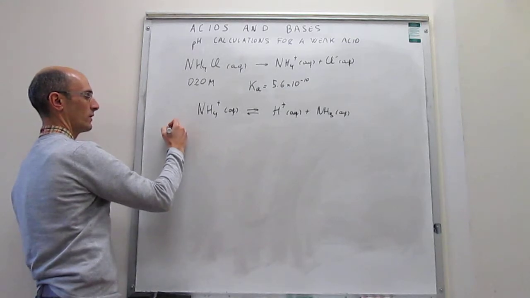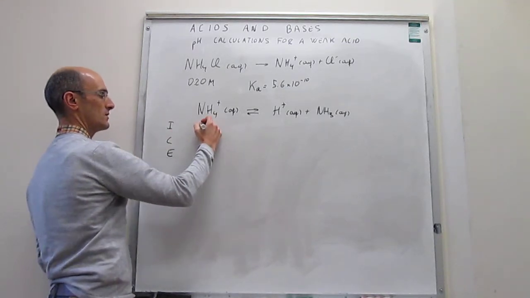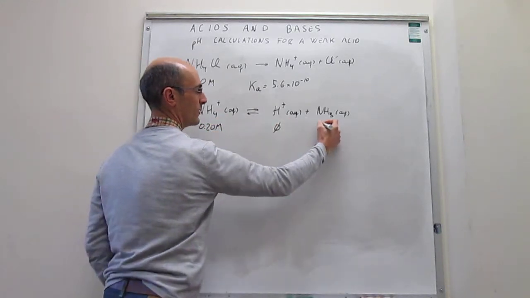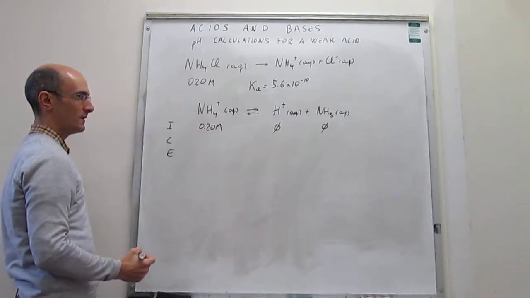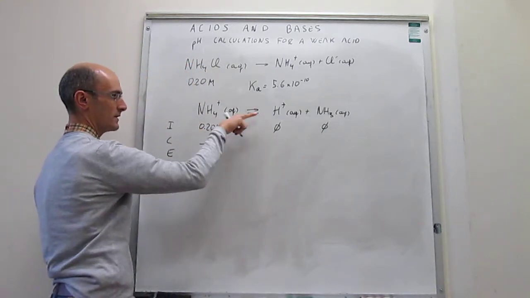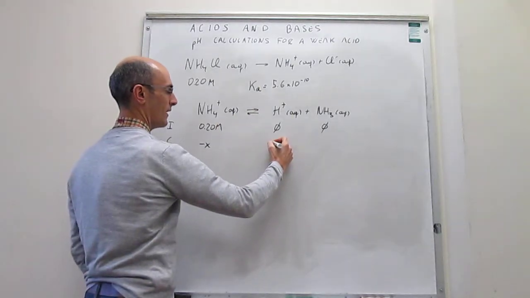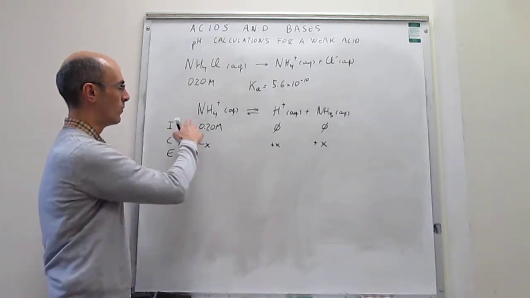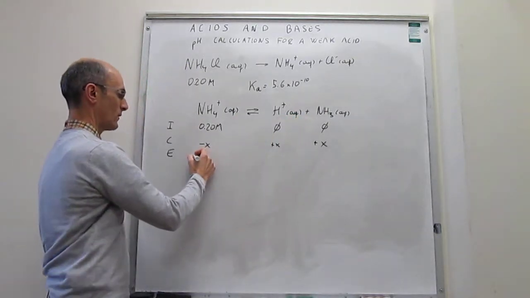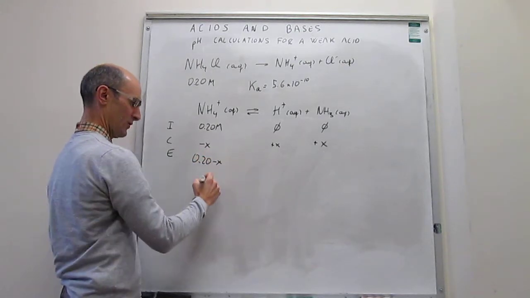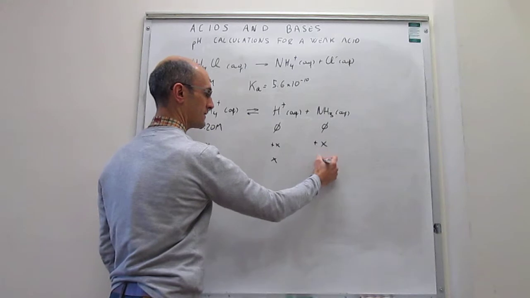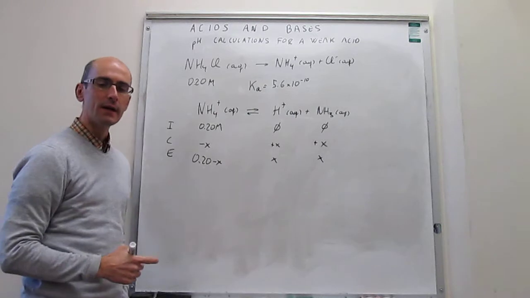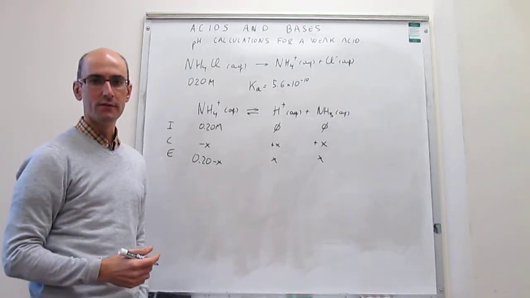When we draw here the rows of the ICE diagram, initially we have 0.20 molar of ammonium, then nothing of protons and nothing of ammonia. The change will be minus x for ammonium. This dissociates a little bit, and then we have plus x and plus x for protons and ammonia, because the stoichiometric coefficients are all 1, 1, 1. So at equilibrium we will have 0.20 minus x, x and x, and then we can take these values at equilibrium and plug them into the acid dissociation constant and then solve for x.